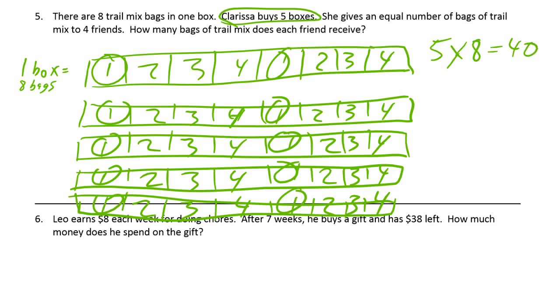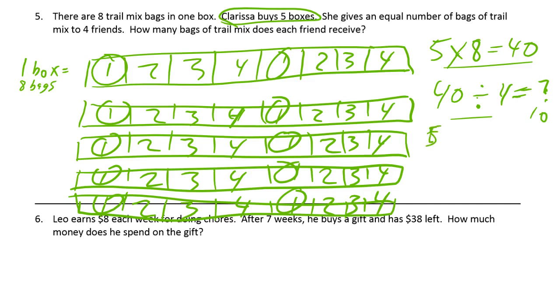And then she has to divide this 40 among her 4 friends. So that's 40 divided by 4 friends equals how much? That equals 10. And then you have to know what you're doing to figure out what those equations are. It's a lot easier to just draw the picture and count, I think.